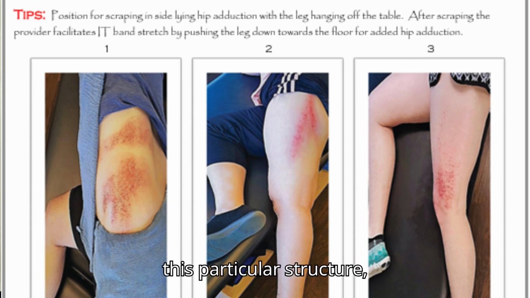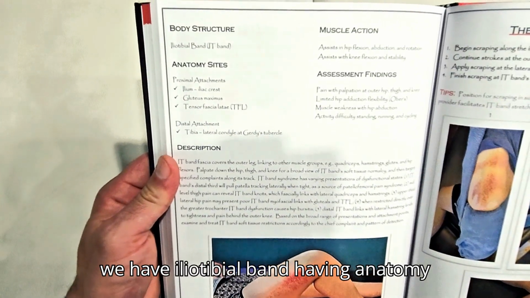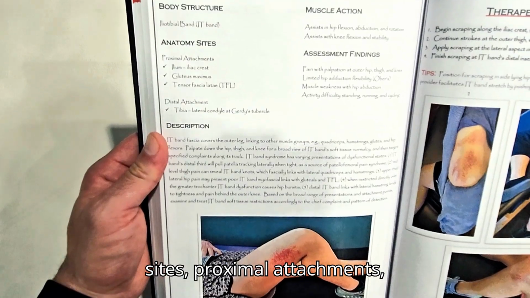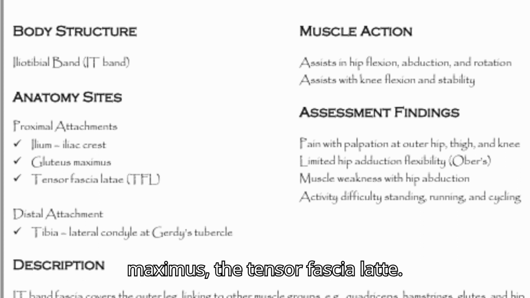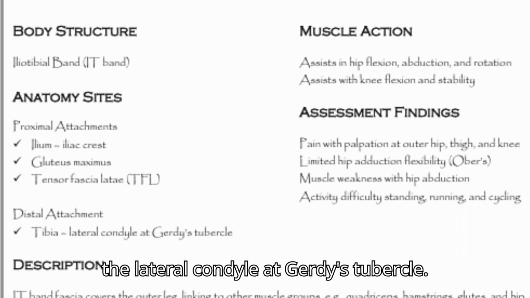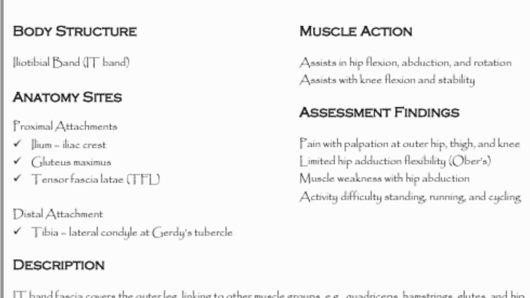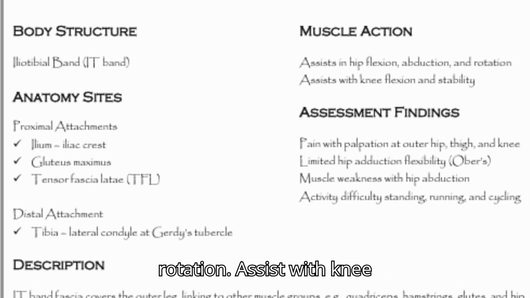If we were to work through this particular structure, we have iliotibial band having anatomy sites, proximal attachments, ilium at the iliac crest, the gluteus maximus, the tensor fascia latae. The distal attachment is on the tibia at the lateral condyle at Gerdy's tubercle. The muscle action: assist in hip flexion, abduction, and rotation. Assist with knee flexion and stability.